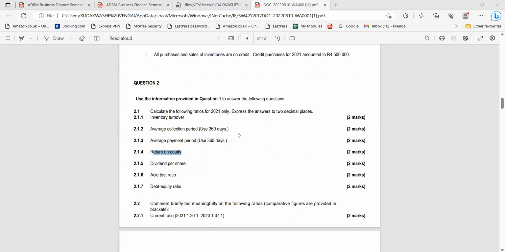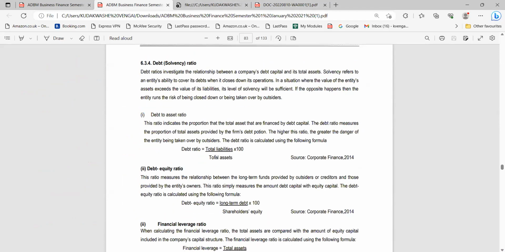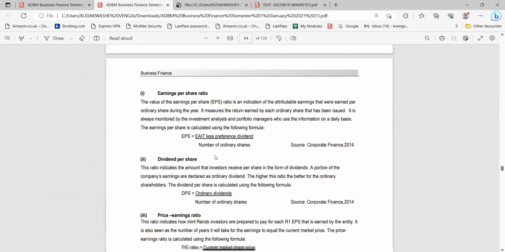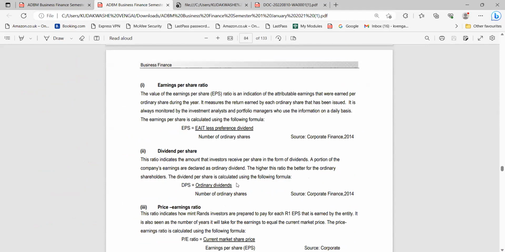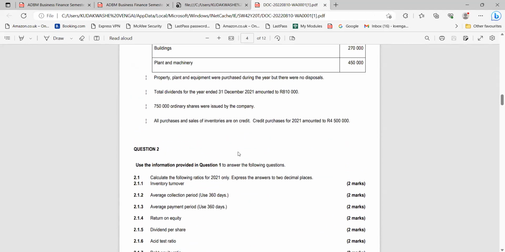All right. Next one, dividend per share. Right. So again, you go to your study guide, you check where is the dividend per share ratio. Dividend per share, ordinary dividends over number of ordinary shares. Ordinary dividends over number of ordinary shares. So you just have to check what is the number of ordinary shares. You are told here, number of ordinary shares, 750,000. What is the dividend? Total dividends for the year, 810,000. So it's there. There is really nothing to it, right?